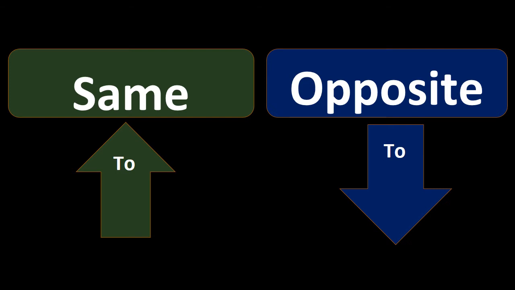If it's a debit balance account and we're trying to make it go down, we're going to do the opposite thing to it, which is a credit. If it's a credit balance account and we're trying to make it go up, we're going to do the same thing to it, which will be a credit.